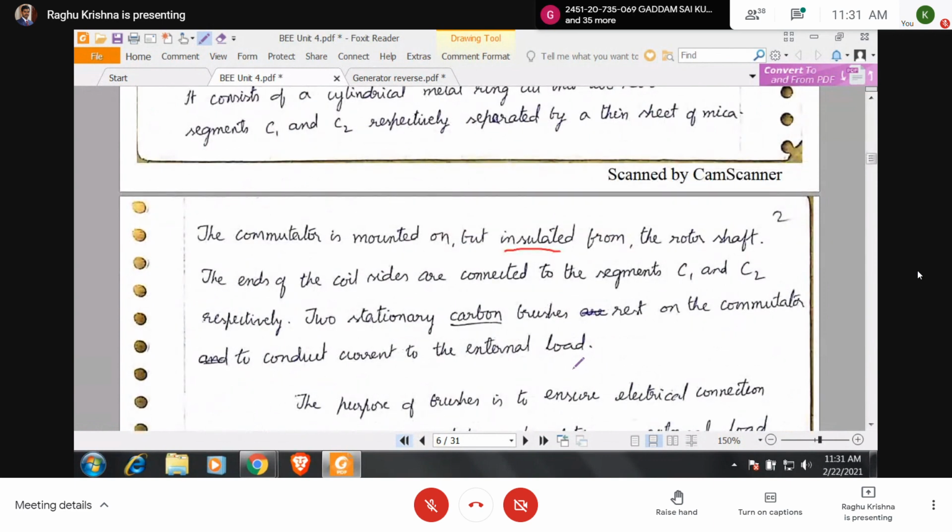You can see carbon brushes in equipment like a food mixer. At your home you will be using food mixers. In that also you can find brushes, carbon brushes. So the two stationary carbon brushes rest on the commutator to conduct current to the external load. We are going to conduct current to the external load by means of brushes.